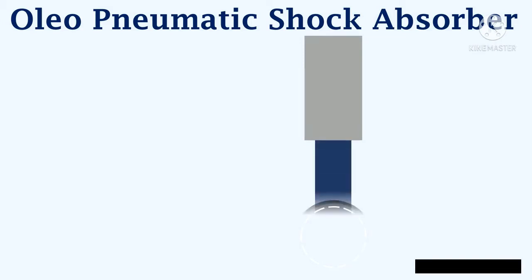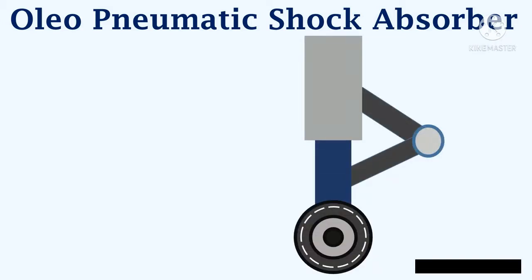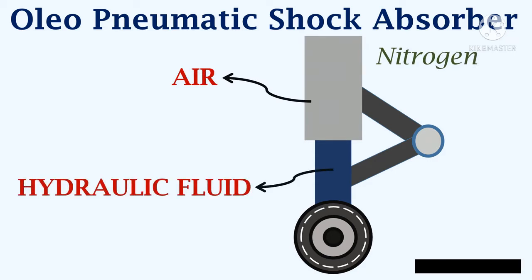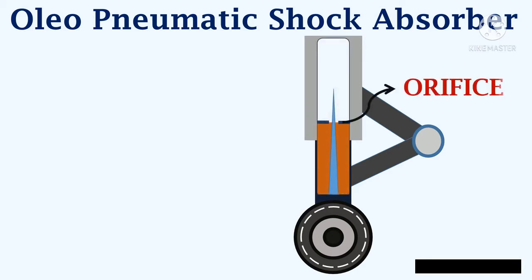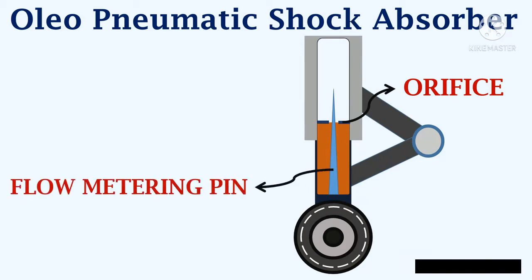The all-pneumatic shock absorber installed on a landing gear consists of an outer cylinder and an inner cylinder. The outer cylinder is filled with air such as nitrogen, and the inner cylinder is filled with a hydraulic fluid such as oil. If we take a look inside the cylinders, we have an orifice which separates the air from the hydraulic fluid, and we have a flow metering pin which regulates the flow of hydraulic fluid into the outer cylinder.